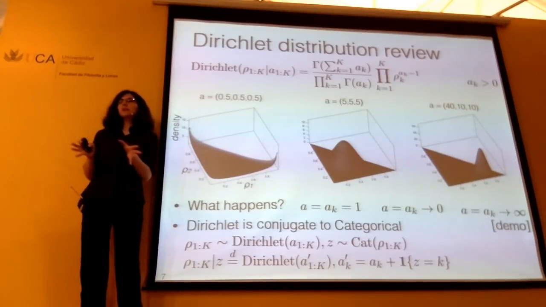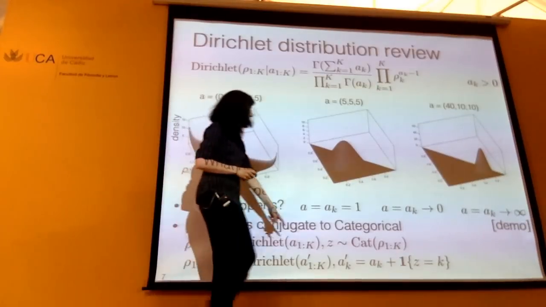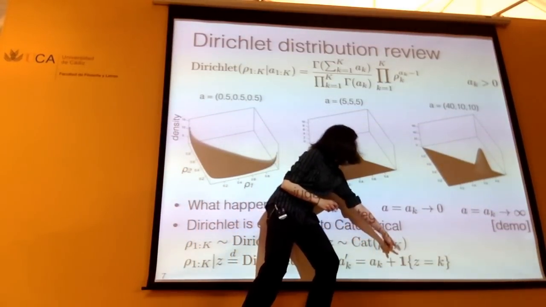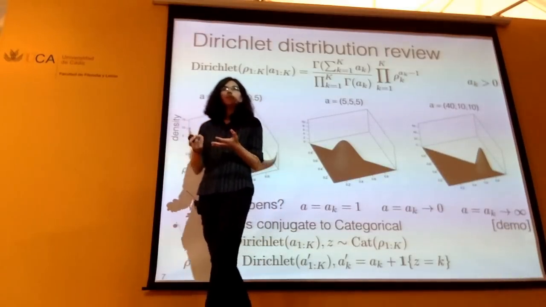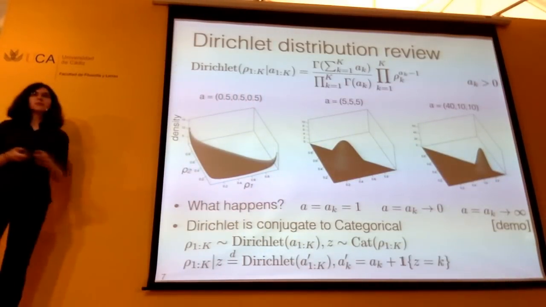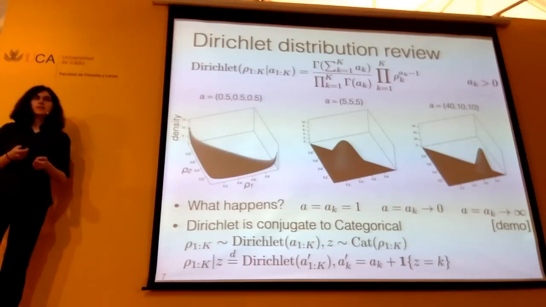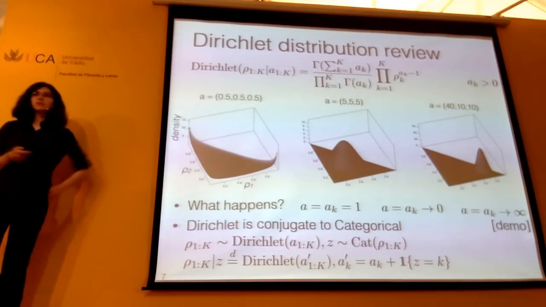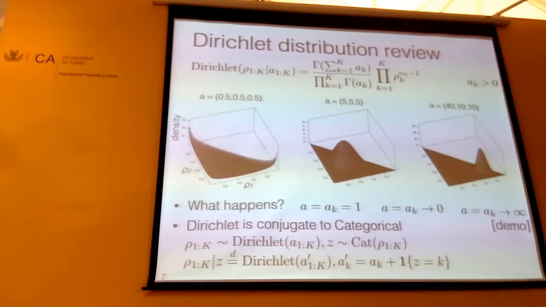And this is much like we had in the beta case. The updated parameters, the posterior, are the original parameters plus 1 if we happen to draw k. So only one of the parameters will be incremented by 1 for this data point. And if I make a bunch of z draws, you want to convince yourself what happens then. What would that posterior look like? So think about that.